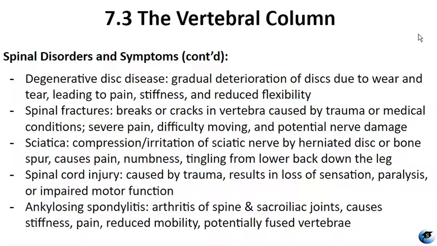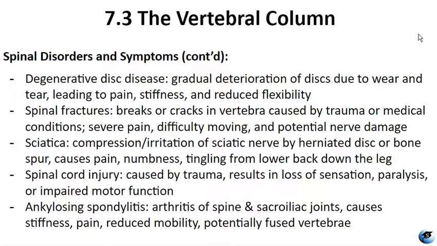Degenerative disc disease is characterized by the gradual deterioration of spinal discs due to wear and tear, resulting in symptoms such as pain, stiffness, and reduced flexibility. Spinal fractures caused by trauma or medical conditions manifest with severe pain, difficulty moving, and potential nerve damage. Sciatica arises from the compression or irritation of the sciatic nerve by a herniated disc or bone spur, leading to pain, numbness, and tingling from the lower back down to the leg. Spinal cord injuries, typically caused by trauma, result in loss of sensation, paralysis, or impaired motor function.